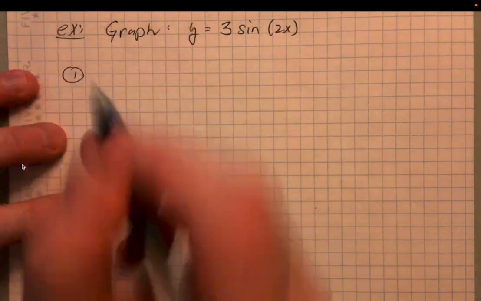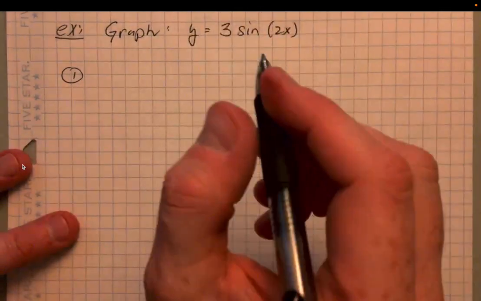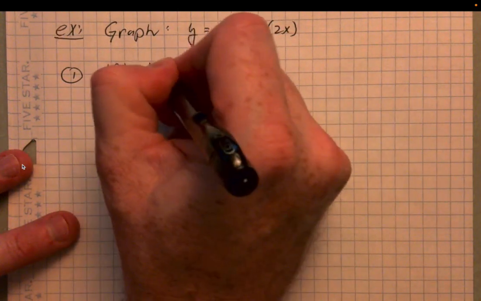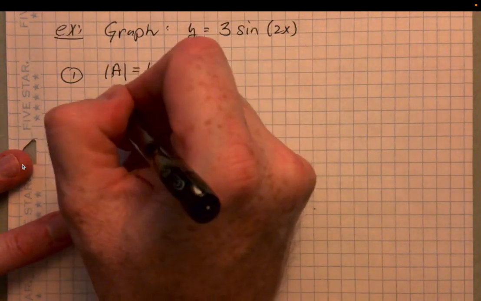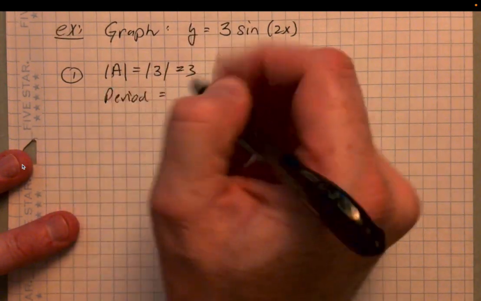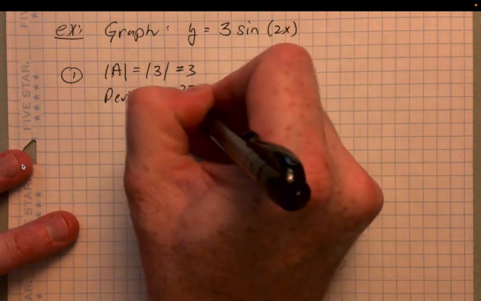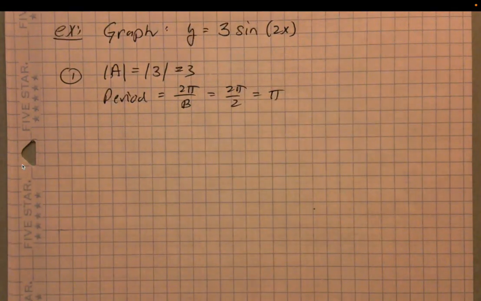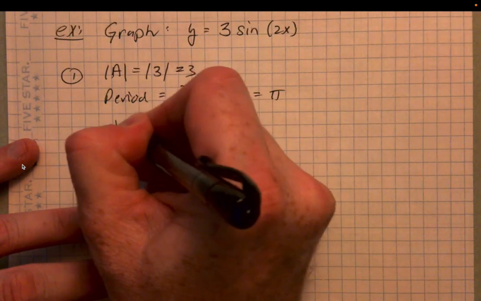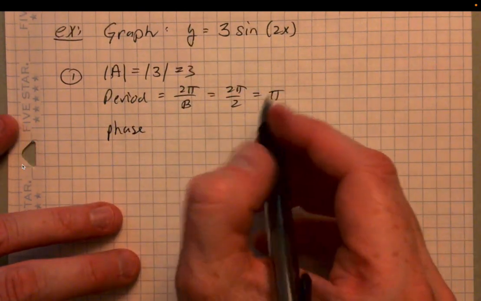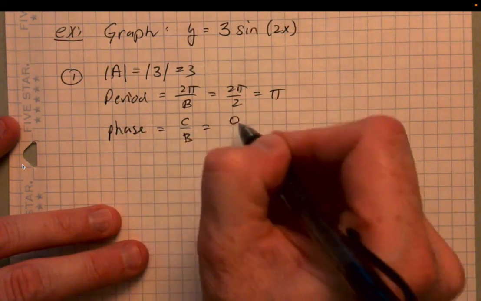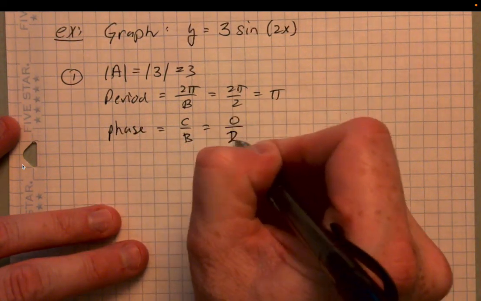So step 1, we've got the amplitude equal to 3. The period is 2 pi over b, which is 2 pi over 2. So this one is going to have a different period. And what about the phase shift? Well, the phase shift is going to be c over b, if you remember. So in this case, c is 0, but b is 2.